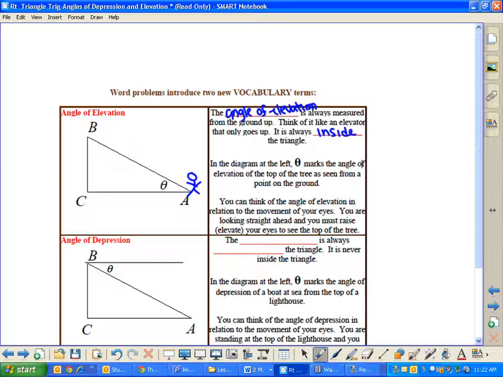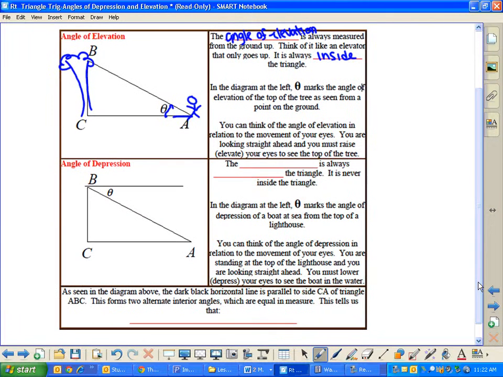You're standing here, you're looking straight, and then you look to the top of this beautiful blue tree. As you look up, that's your angle of elevation. That's what that means. Is that clear? It's like an elevator. You only go up. Elevator that only goes up. Okay? It's a broken elevator.